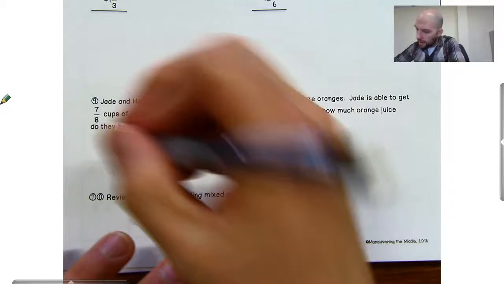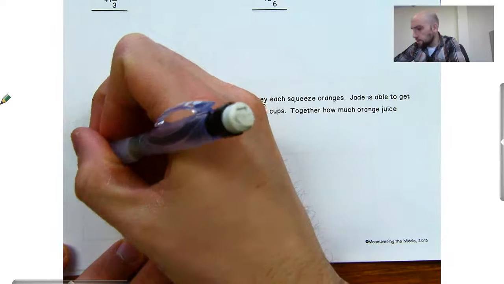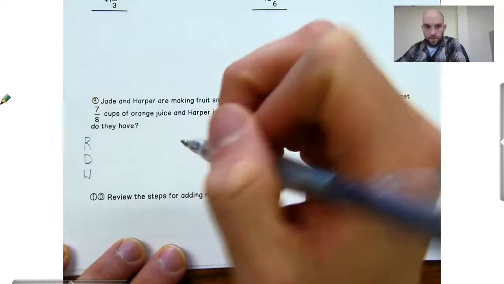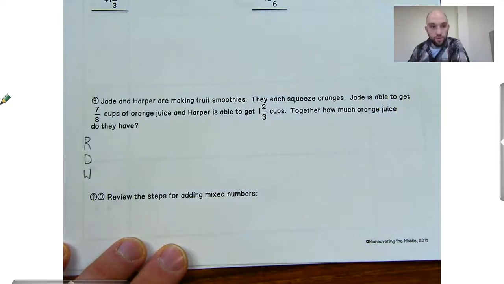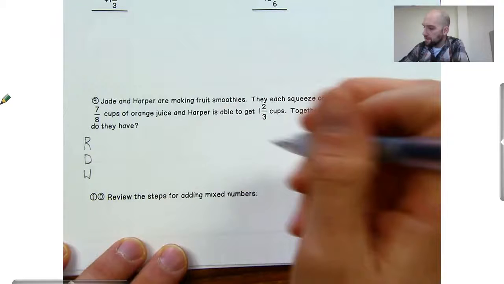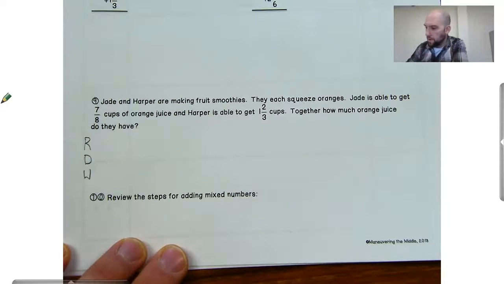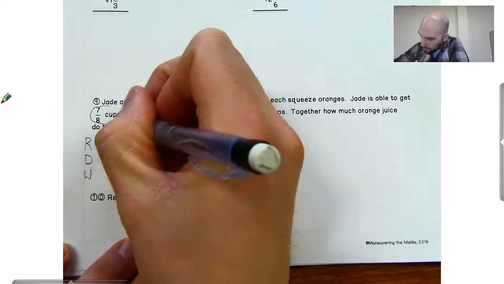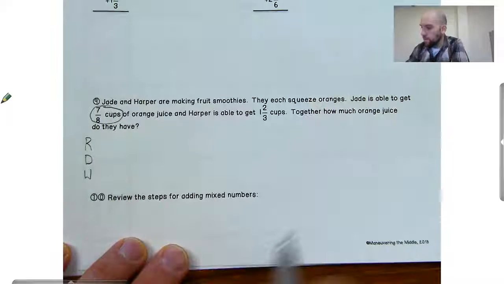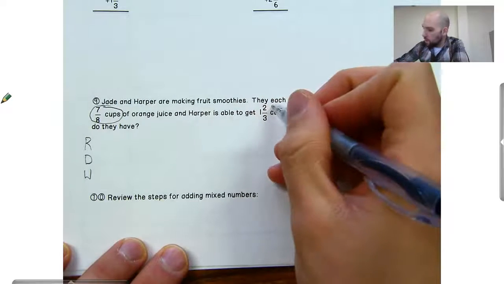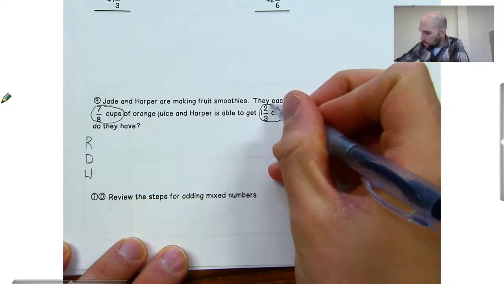So I'm going to do an RDW strategy here: read, draw, write. First I'm going to read the problem. Jade and Harper are making fruit smoothies. They each squeeze oranges. Jade is able to get 7/8 cups, and I'm going to circle that, my number and my unit. Harper is able to get 1 2/3 cups.